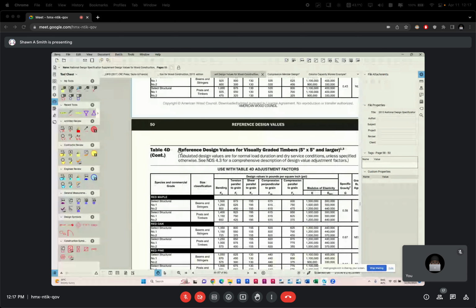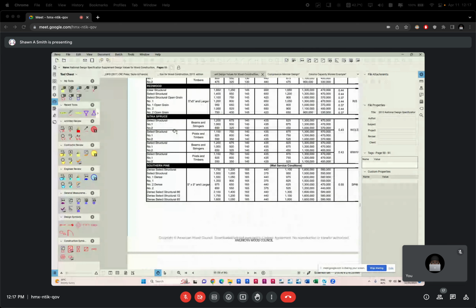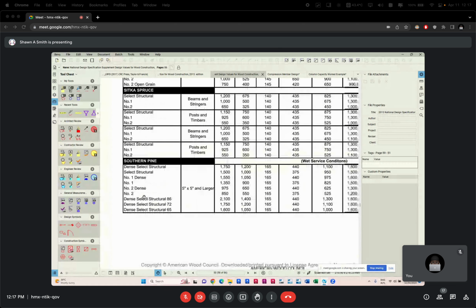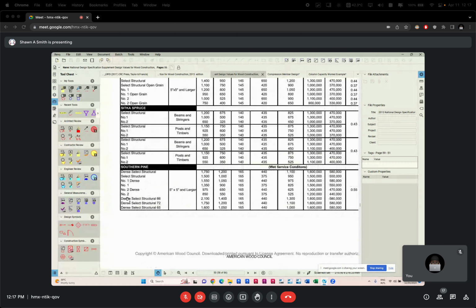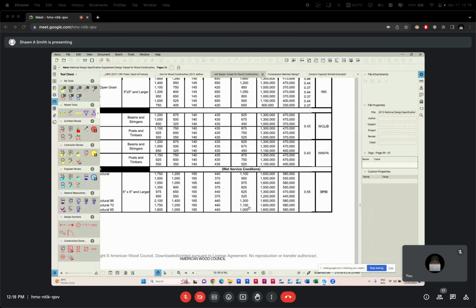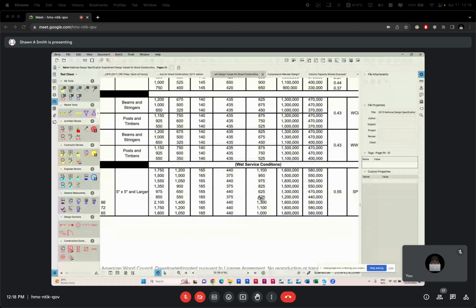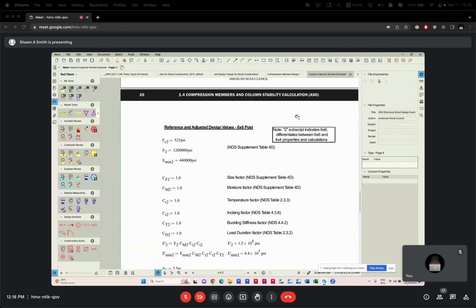Northern White Oak, Red Oak, Southern Pine, right? Southern Pine. So it's number 2 southern pine, 5 by 5 and larger. So 6 by 6 falls within this. So if I go across the fourth element up, 1, 2, 3, 4. Okay, fine. So this is it. So it's 525, 1.2 mil, and 440,000. Right.